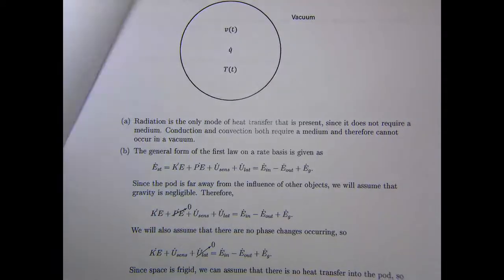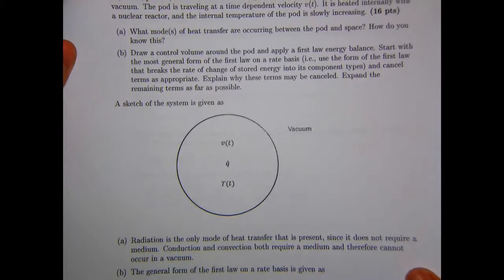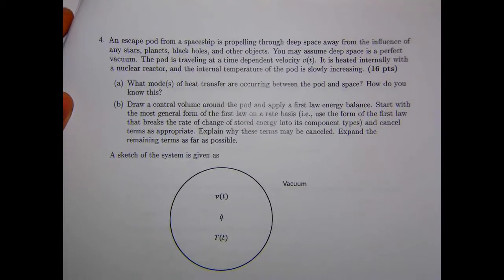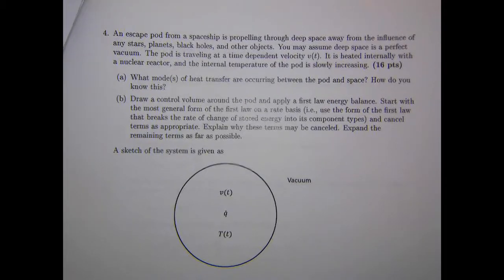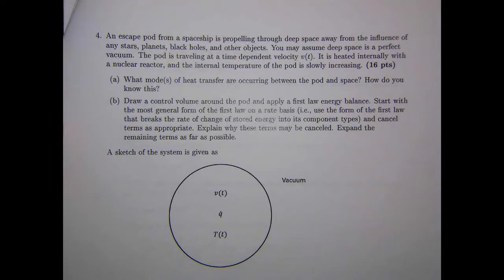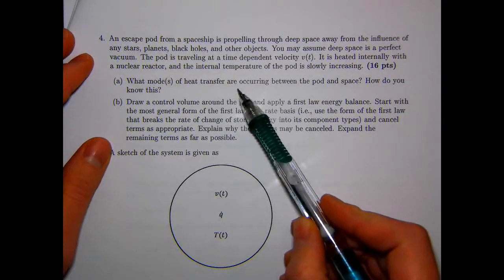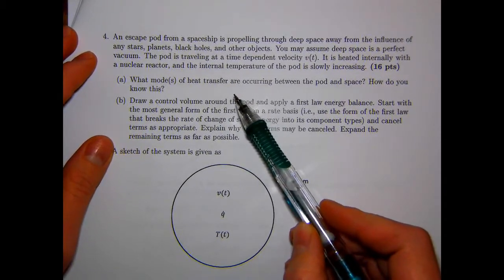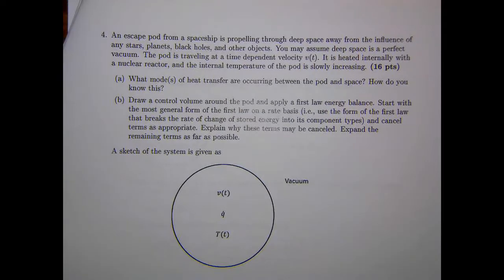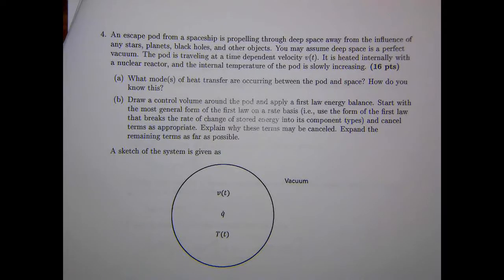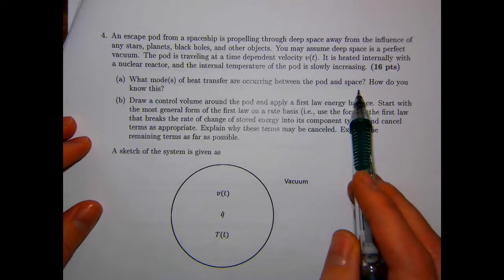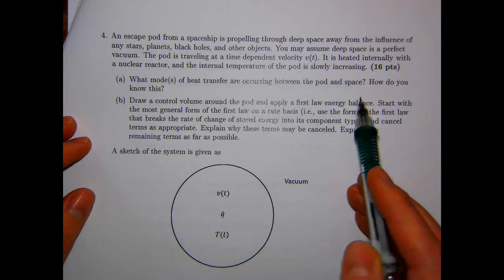There's nothing specific on that. Let's talk about the next one. So this was a first law problem. For this one, first of all, I wanted you to realize that radiation is the only mode of heat transfer that can occur in a vacuum. You have to have a medium for conduction and convection to occur. So we're assuming this is in a vacuum, and you're talking about the heat transfer between the pod and space. So that can only be radiation.